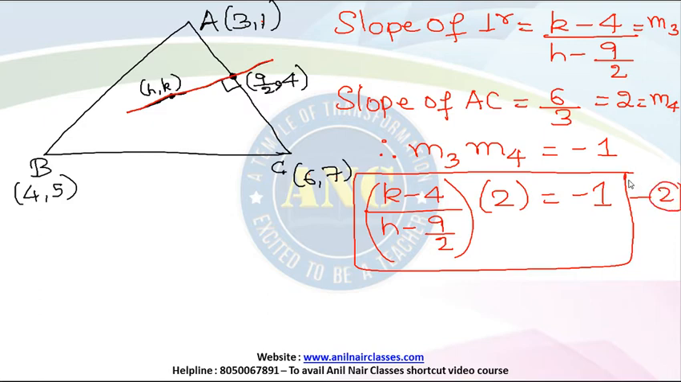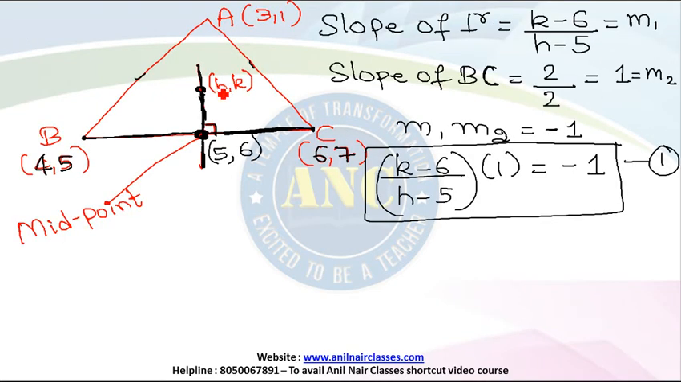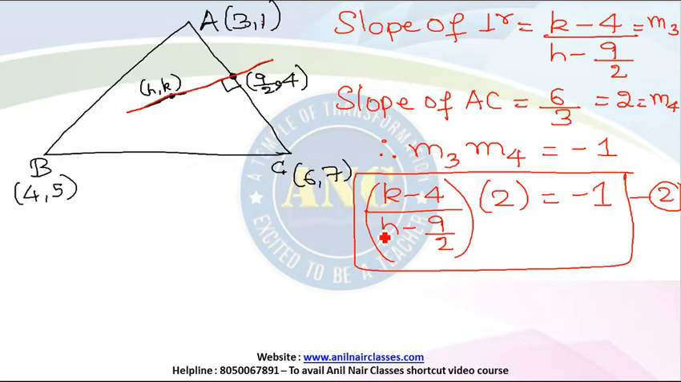What are we required to find in this question, sir? Find the coordinates of the circumcenter. I named the coordinates of the circumcenter as h comma k. In the first equation I have h and k. In my second equation also I have h and k. Two equations, two unknown variables. Please solve those two equations, solving equations 1 and 2.